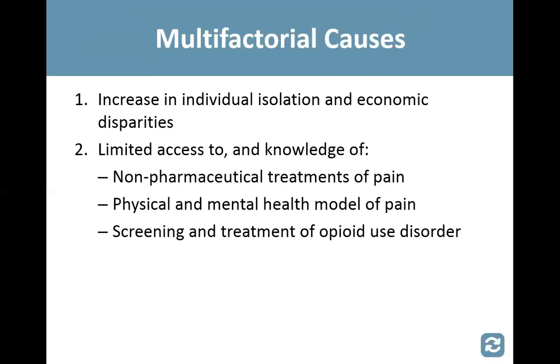The other is that there's not very much understanding of what the adverse impacts and the important complications of opioids are, nor that there are many other treatments for pain that do not require opioids. So improving our understanding of the social determinants and the behavioral health determinants that contribute, as well as improving screening and treatment and non-pharmaceutical treatments, if widely adopted, could substantially modify the prevalence of opioid misuse. Let's go to the next slide.